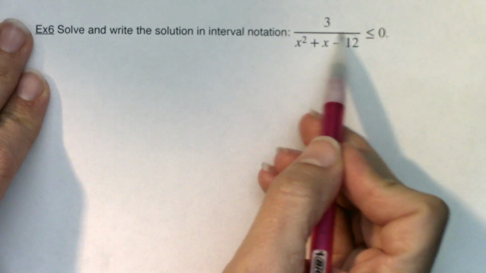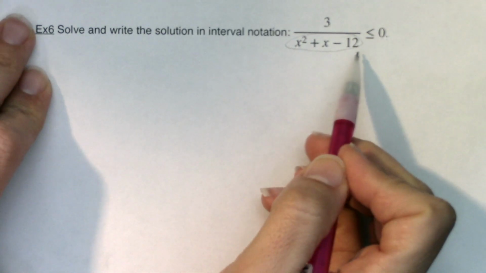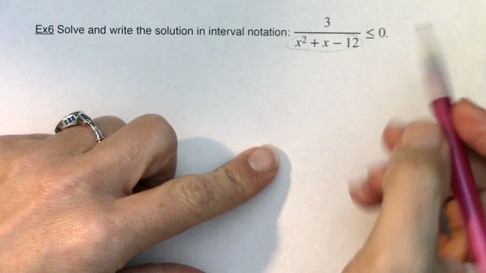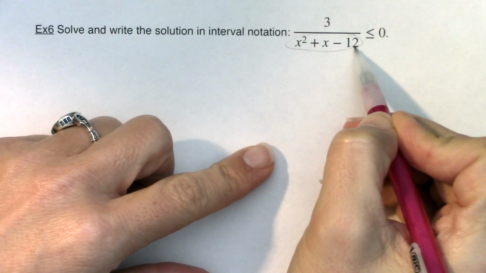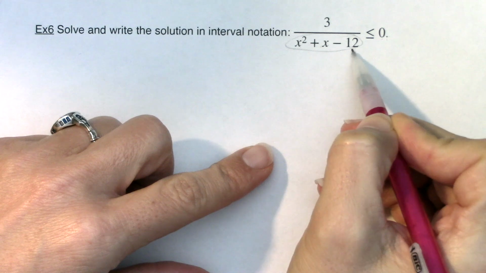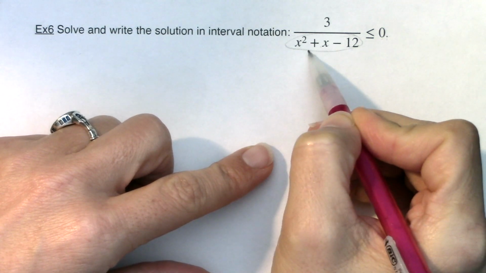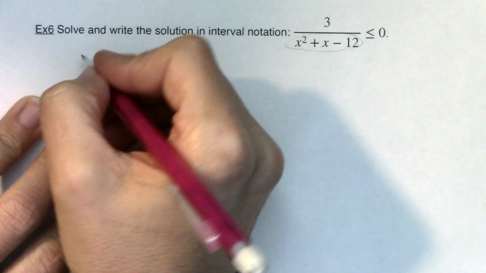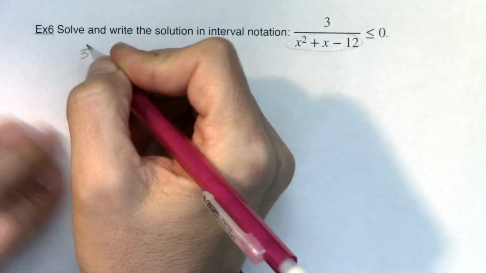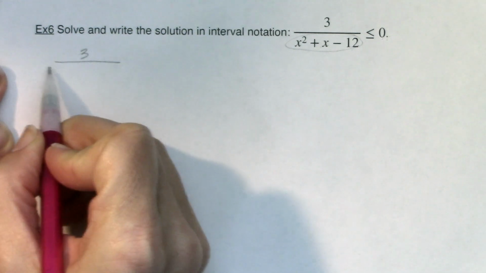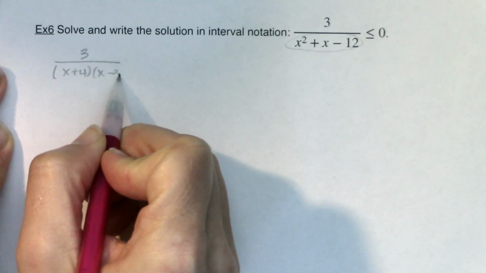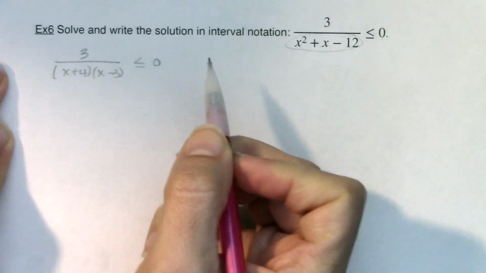So use any factoring method you want: AC method, guess and check, the little X method that I see all the time. Two numbers that multiply to negative 12, but add to positive 1. I'm going to be looking at positive 4 and negative 3. So let me just factor this, not refactor it, but factor it. I've got an x plus 4 and an x minus 3 on that denominator.